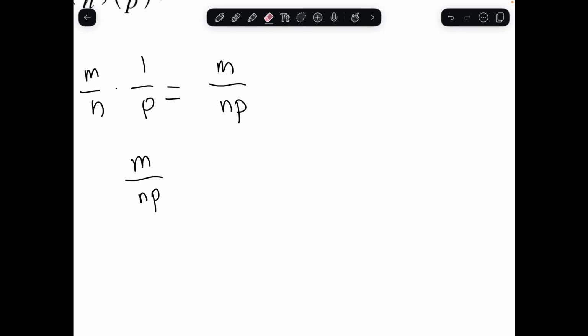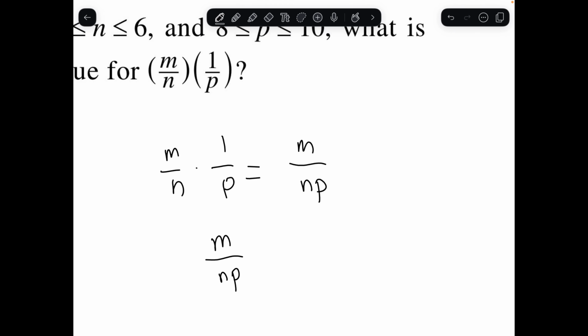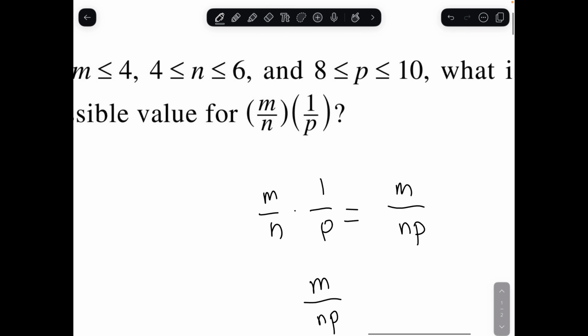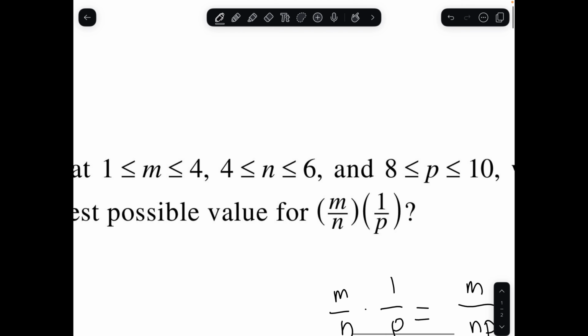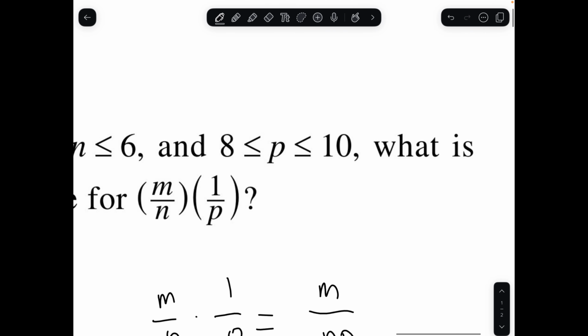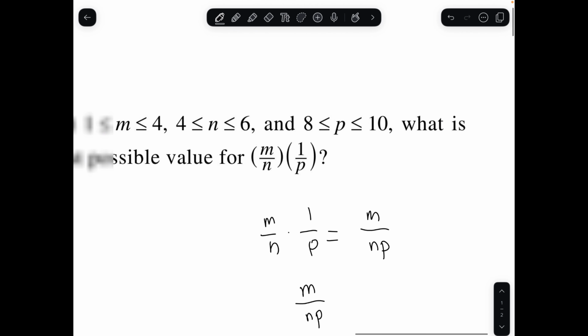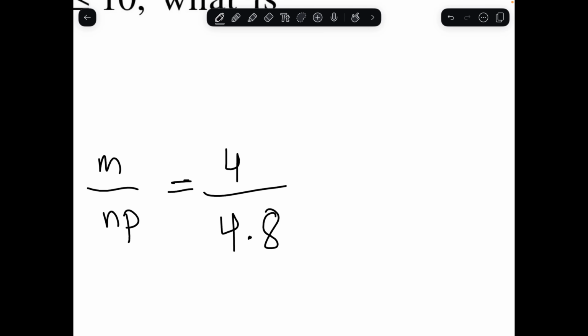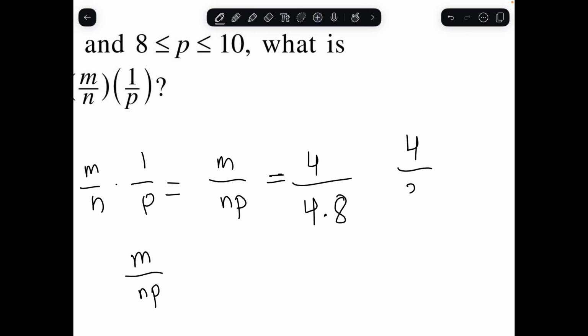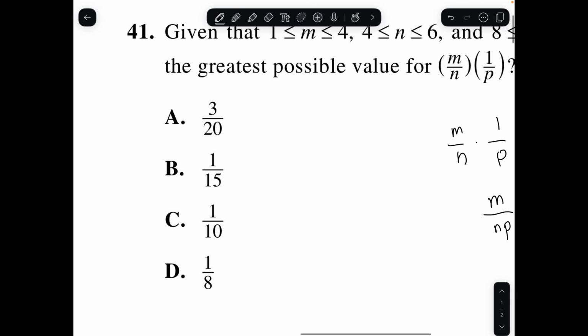So in this case, we want to pick the greatest number in this range for m, the smallest number in this range for n, and the smallest number in this range for p. The biggest number for m we can pick is 4. The smallest we can pick for n is 4. And the smallest we can pick for p is 8. So 4 over 4 times 8 is 4 over 32, which simplifies to 1 over 8. This matches answer choice D.